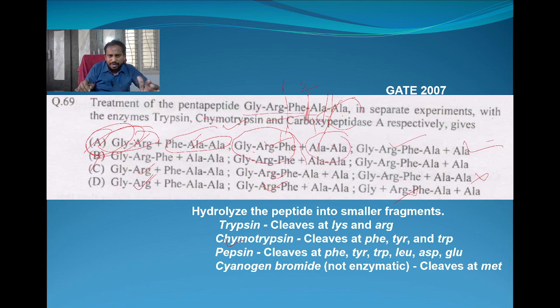The same pentapeptide given carboxypeptidase: carboxypeptidase cuts only at the C terminal, one amino acid. So it will cut here, and we'll get alanine, the last C terminal, and the other four amino acids, a tetrapeptide, will remain. So A is the correct answer.